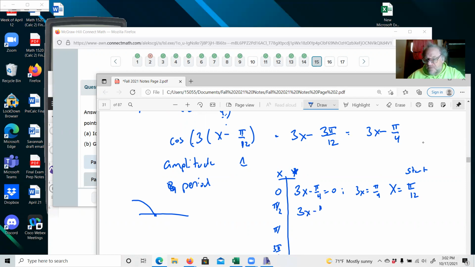3x minus pi over 4 equals pi over 2. Okay, so we're going to say this is 3x is equal to, I have a half plus a quarter. Isn't that 3/4? Okay, that's 3/4. So x is equal to, right, 3 divided by 3, so we have pi over 4, or 3 pi over 12. Why did you write it that way? You'll see.